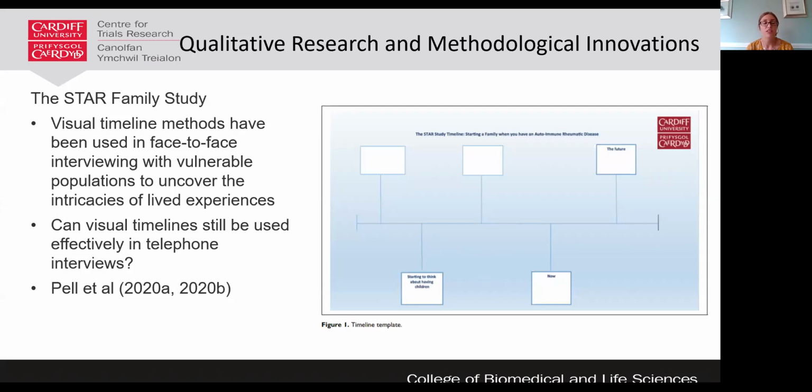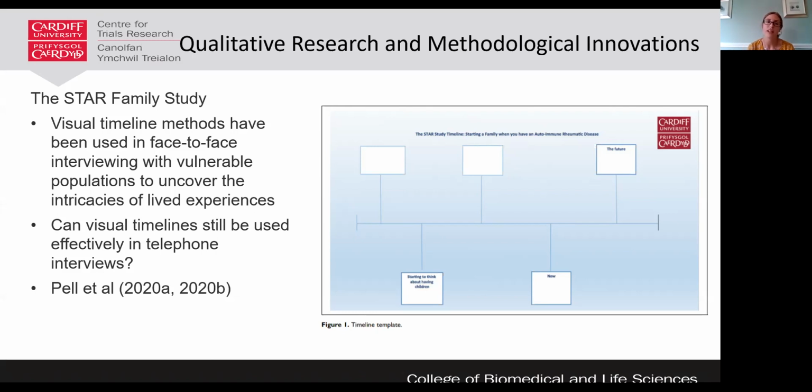And I then particularly wanted to just focus on talking about an example of how members of the qualitative research group are using traditional qualitative methods in a different way. So Bethan Pell, who's a researcher in CTR, worked recently on the STAR family study, which was led by Dr. Rhiannon Phillips, who was working in the Division of Population Medicine at the time. And the STAR study explored the needs of women with autoimmune rheumatic disease throughout their journey to motherhood.